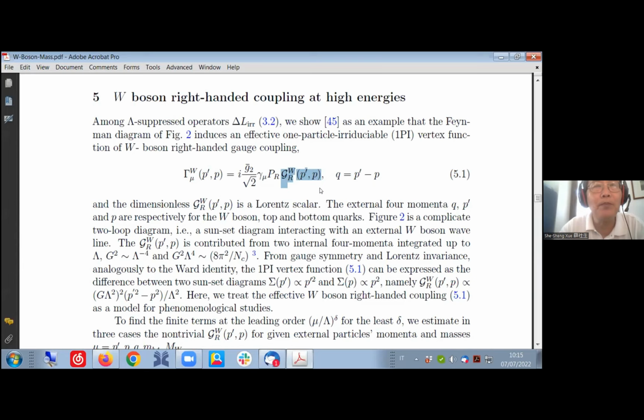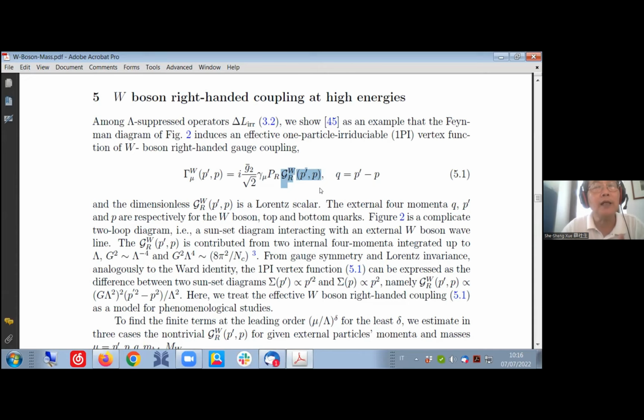Not completely, because in low energy, the W boson's parity is 100% violated. That means it couples only to the left-hand neutrino, not the right-hand at all. However, at high energy, this W boson coupling parity is restored by this participating right-hand particle, the dark matter particle, and this coupling is restored.